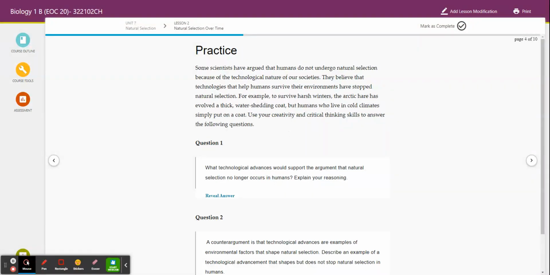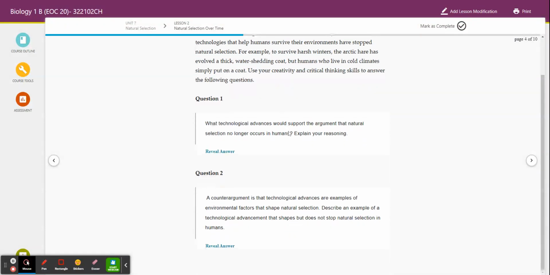Some scientists have argued that humans do not undergo natural selection because of the technological nature of our societies. They believe that technologies that help humans survive their environments have stopped natural selection. For example, to survive harsh winters, the Arctic hare has evolved a thick, winter shedding coat, but humans who live in cold climates simply put on a coat. Use your creativity and critical thinking skills to answer the following questions. What technological advances would support the argument that natural selection no longer occurs in humans? Explain your reasoning.